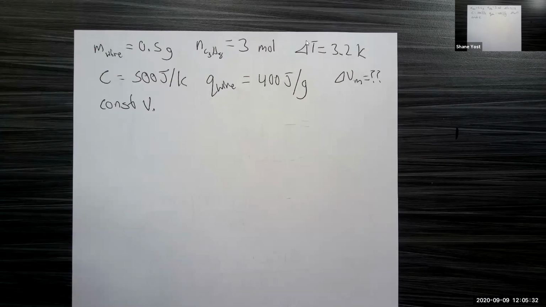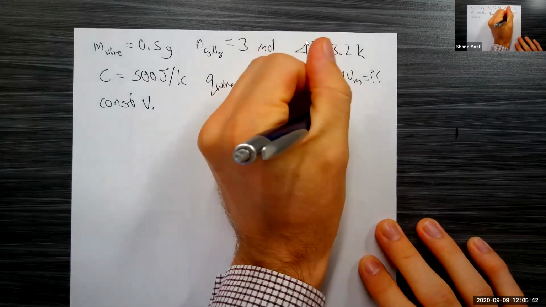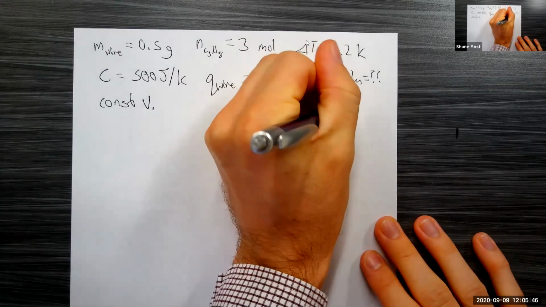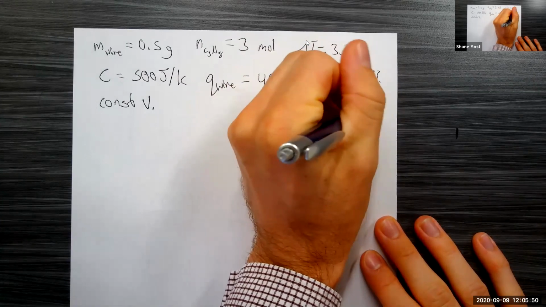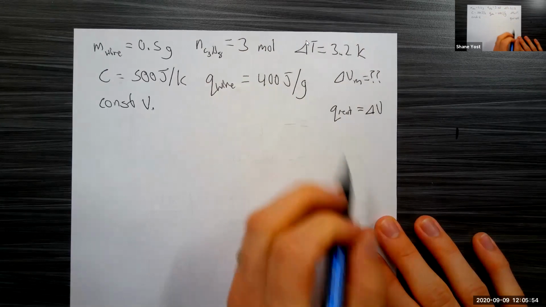So, if I want to work backwards to figure out what I need and how I need it, I can think, okay, how would I calculate delta U? Well, I know that Q for my reaction, the heat that's released by the reaction, is equal to the change in internal energy of that reaction.